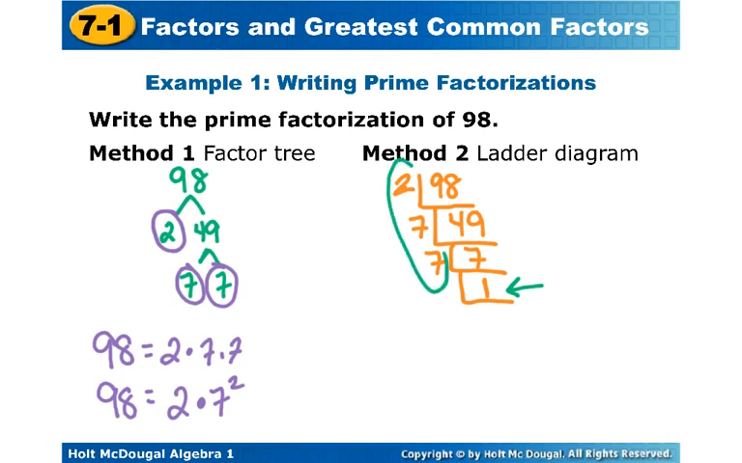These numbers out here now represent your prime factorization. So you still end up getting 98 is equal to 2 times 7 times 7. And that's the ladder diagram. You guys can pick any method that you want. I honestly think that the factor tree is a little easier, plus it's something you guys are most familiar with. So that's the method I choose to do. But again, you guys can pick whatever method you want to do.